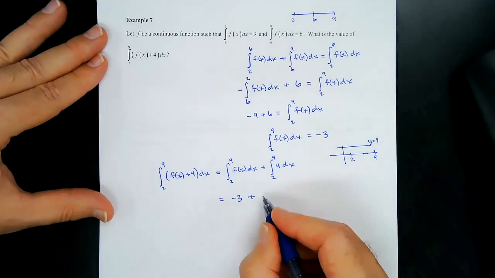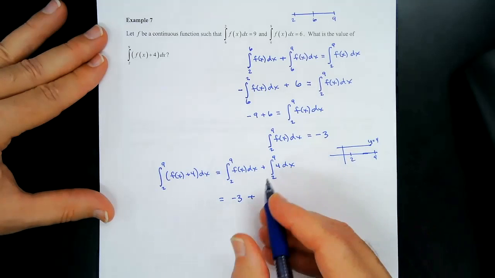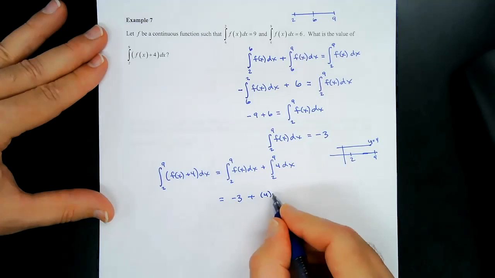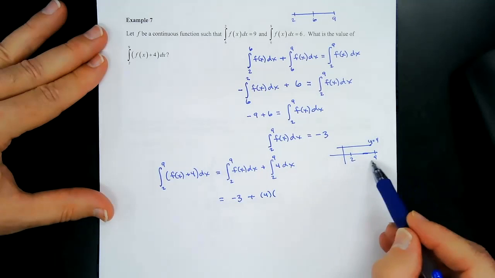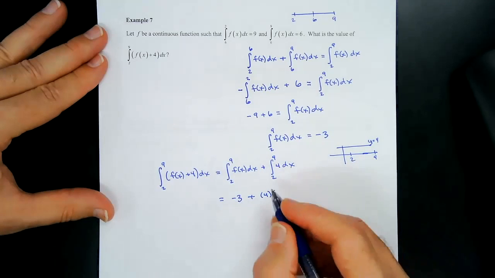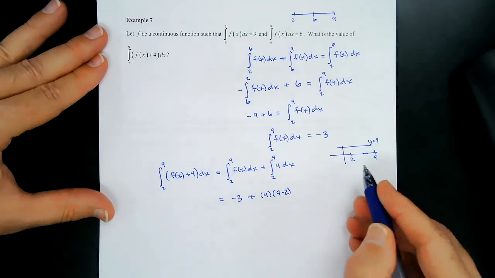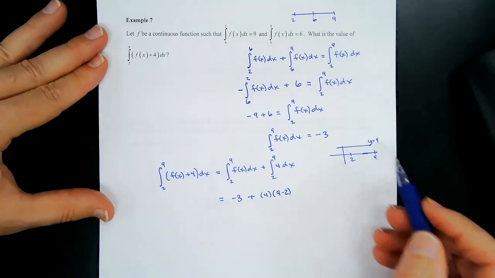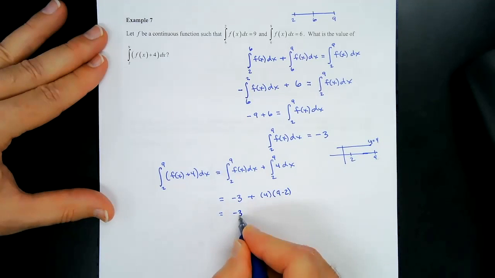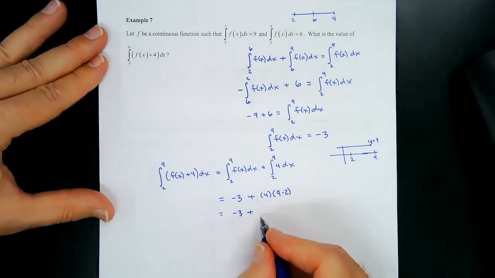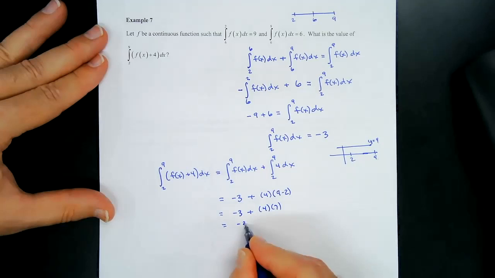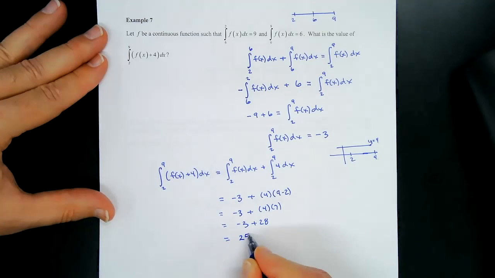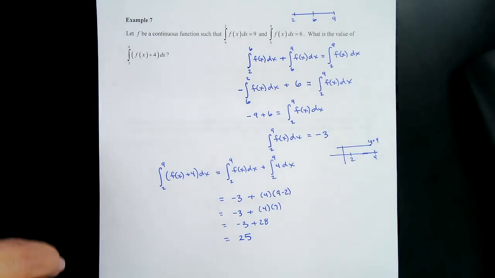Now, a way you could get that is we're going to have 4. That's the height of it, right? So 4 times, and we did this the other day. How do we get this 7? Well, we get it by taking the 9 minus the 2. That'd be this length, and the height of the rectangle would be 4. So this would be negative 3 plus 4 times 7. That's 28. So this is negative 3 plus 28, which makes 25. And that's how you solve this problem.